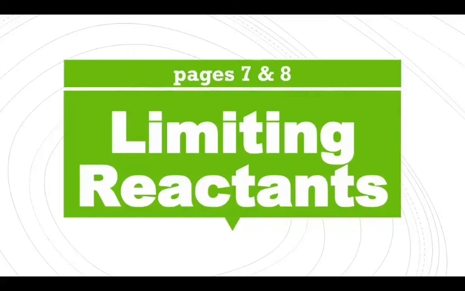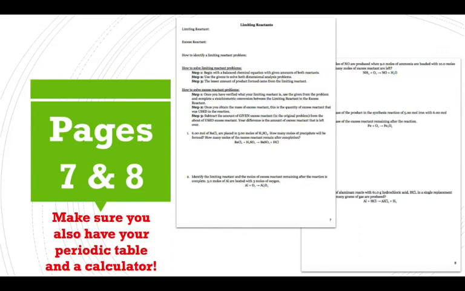So here we're learning about this idea called limiting reactants on pages 7 and 8. Make sure that you have a periodic table and a calculator nearby, because I am going to leave you a little bit of that last problem on page 8 to do on your own. But there are 4 examples between here and there, so I think by the time we get there, you'll really understand what I need you to do.